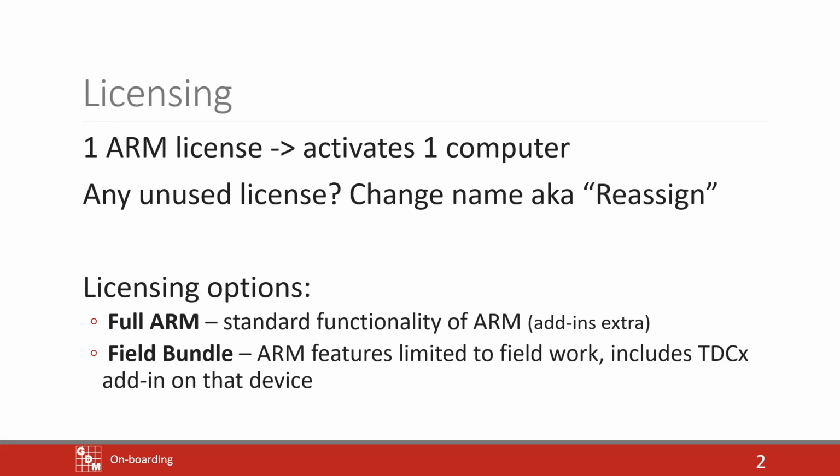So just a real quick highlight of the two main licensing options. In that scenario where we do need a new license, the two main options you would look at would be what we call a full ARM license, which is just your standard functionality. Everything's there. That's what the majority of licenses out there are. So you just get the standard ARM and all of its functionality. Any add-ins like the summary across trials, tablet data collector, things like that are all extra, and you can add those at any time.